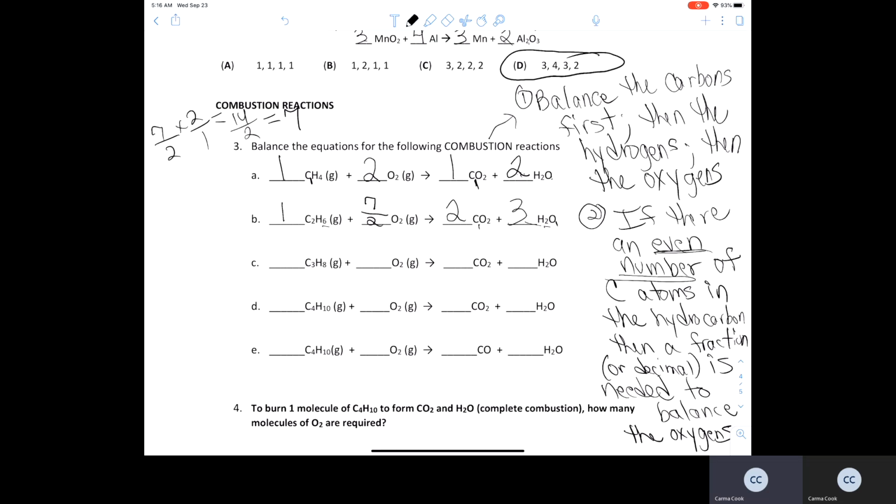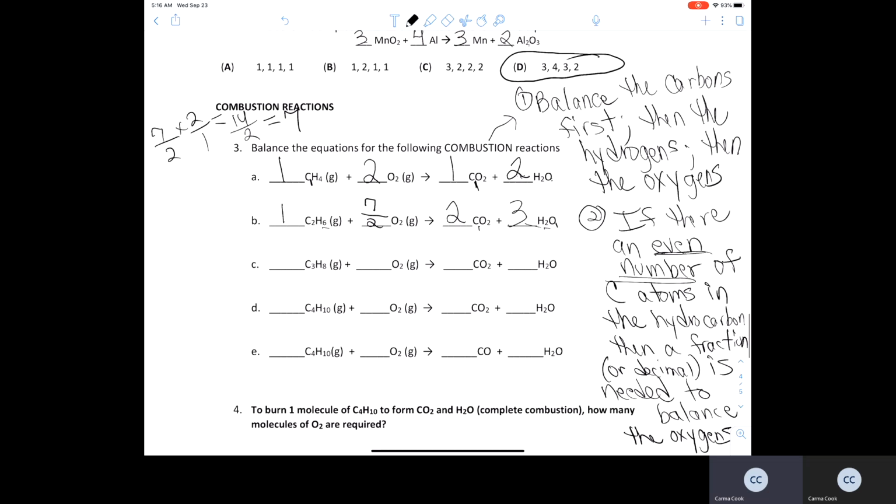The next one is propane. C3H8 is propane. C2H6 is ethane. CH4 is methane. These are all hydrocarbons. They come from crude oil. And this is propane. If you have a gas grill, then you've got a propane tank connected to your gas grill. And so C3H8, we balance the carbons first.